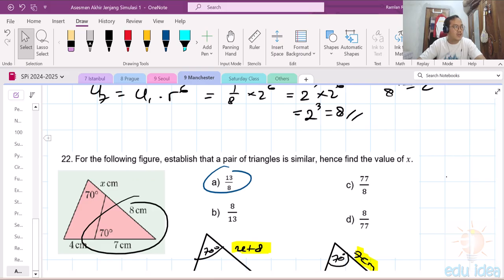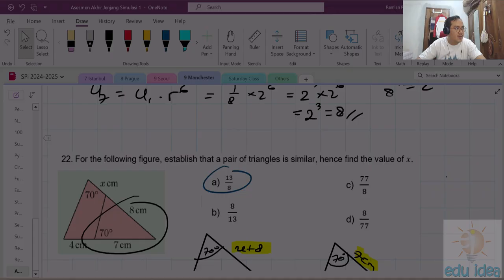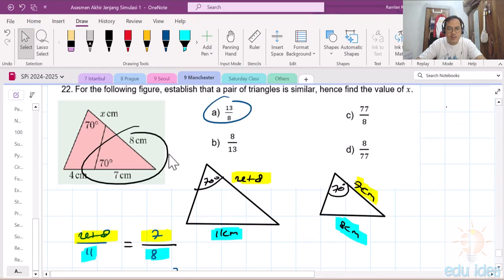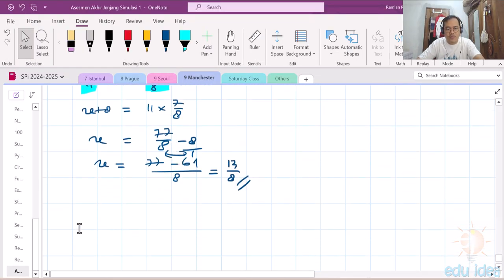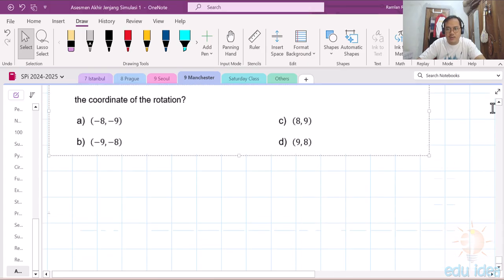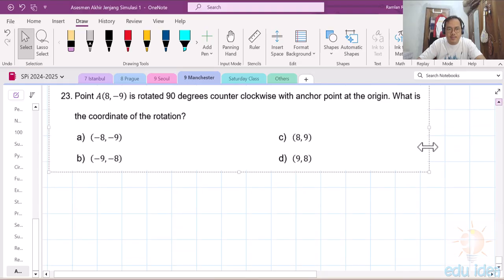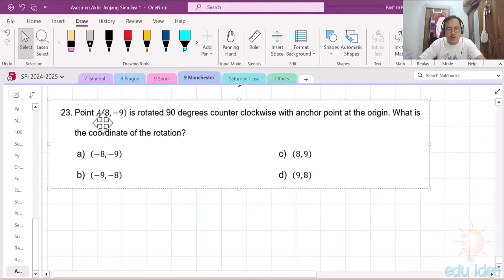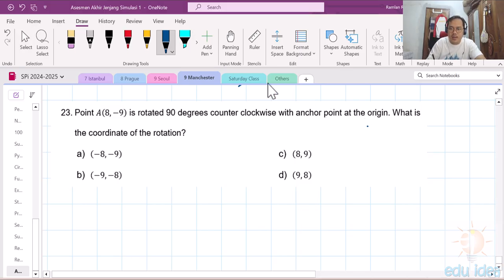Okay, let's go to number 23. Number 23 is geometric transformation. Again, guys, I don't really like giving you formulas like this. You can just see what really happened in terms of the graph, yeah? Point A, which has coordinates 8, negative 9, is rotated 90 degrees counterclockwise with the anchor point at the origin. The origin is point 0, 0 in the Cartesian plane. What is the coordinate of the rotation?